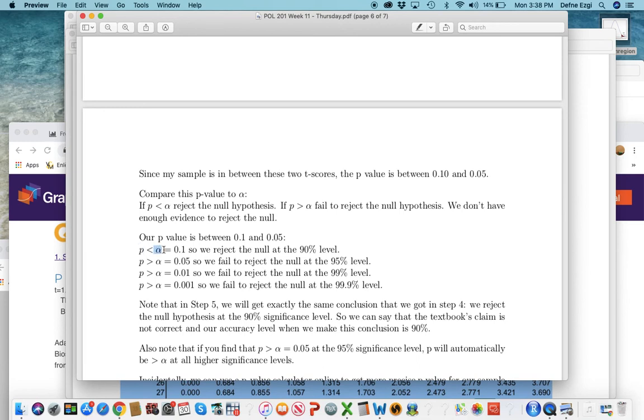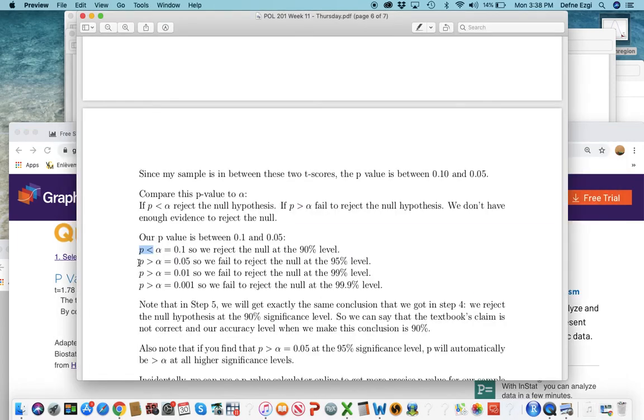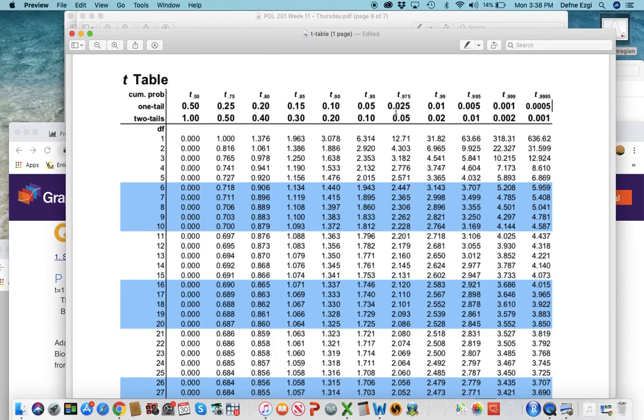So if I were to compare my p-value to an alpha of 0.1, so that's the alpha for 90%, that p-value is less, meaning I can reject the null hypothesis at the 90% level. But that p-value of 0.0781 is not less than all remaining alphas of 0.05 for 95%, 0.01 for 99%, and 0.001 for 99.9%. So based on this p versus alpha comparison, my significance is 90%.